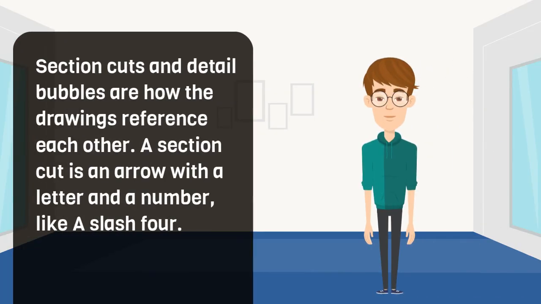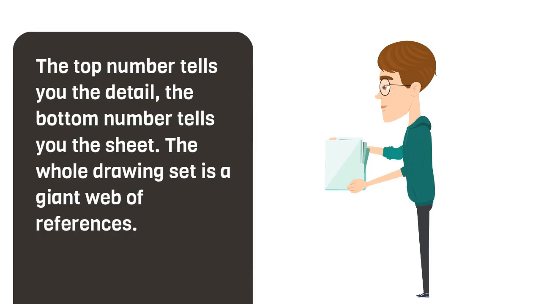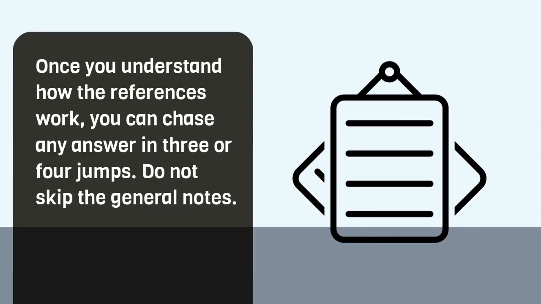Section cuts and detail bubbles are how the drawings reference each other. A section cut is an arrow with a letter and a number, like a /4. That tells you to go to sheet A4 to see what that section looks like. A detail bubble is a circle with 2 numbers. The top number tells you the detail, the bottom number tells you the sheet. The whole drawing set is a giant web of references. Once you understand how the references work, you can chase any answer in 3 or 4 jumps.